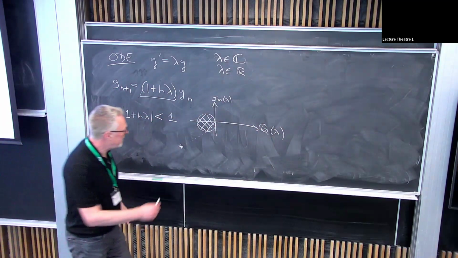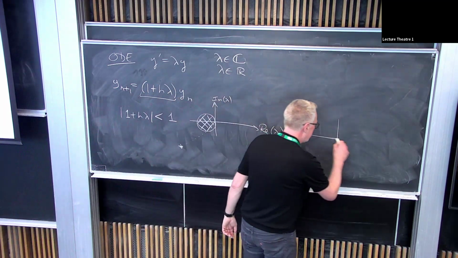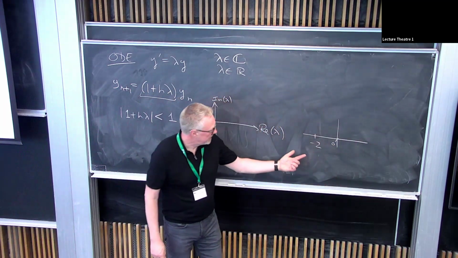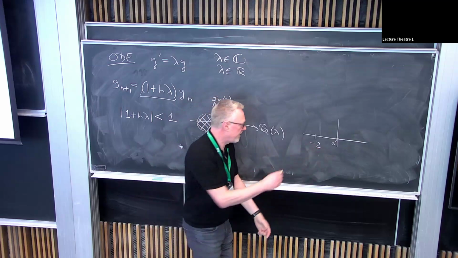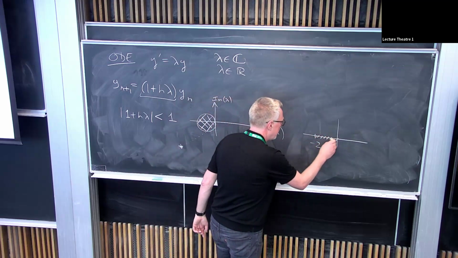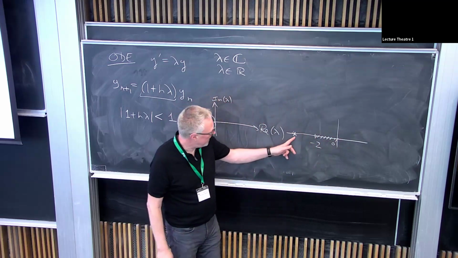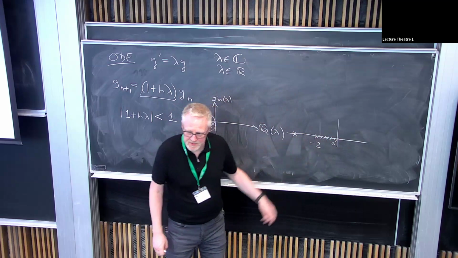If you're only in the case of real, then we'd say the stability interval is -2 to 0. So if somebody gave you a large negative lambda, you have to scale it by h till it lives in that interval.